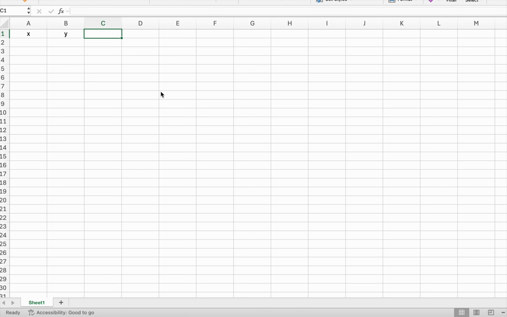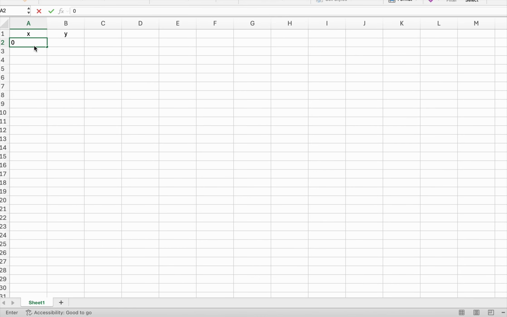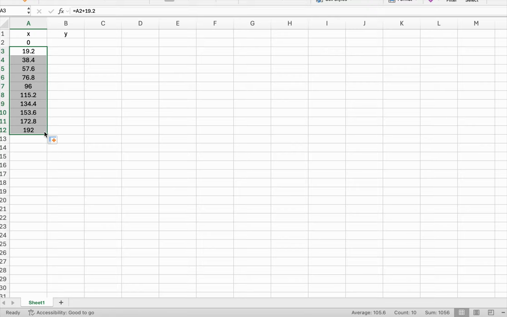I'm going to do that in Microsoft Excel. X values, we're starting with 0. That's our first x value. Let me center all this. Our step size is 19.2. So you can click equals, the previous value, and it'll add on 19.2. I said 10 trapezoids. I think I need to go down to 11 because I started with 1. Actually I need one more. There you go, 192. That's our x-intercept.